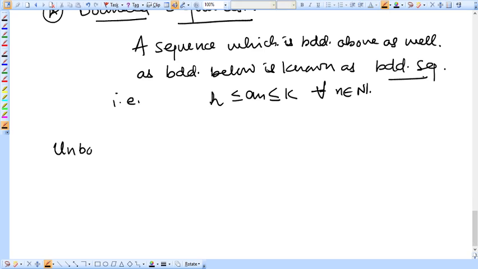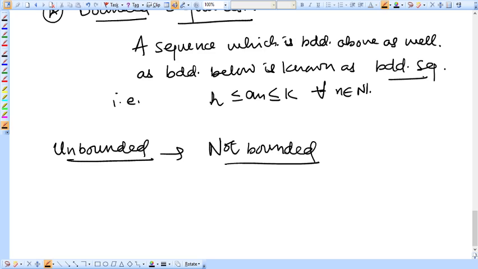So what sort of sequences will be called unbounded sequences? Simply, a sequence which is not bounded is known as an unbounded sequence, right? So this is all about the boundedness and unboundedness of a sequence.